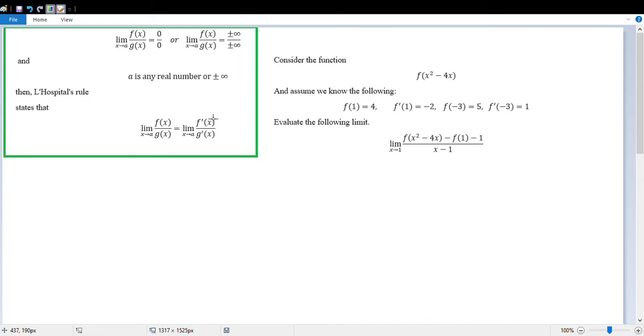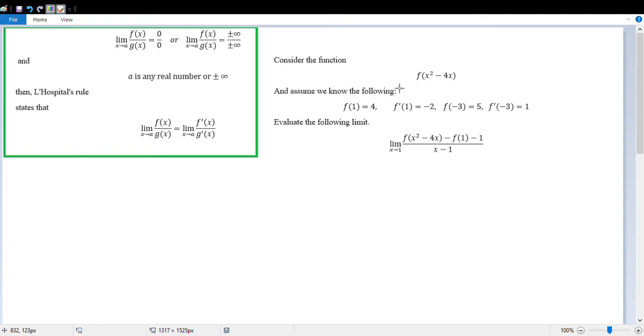So let's take a look at this one. Consider we've got a function f of x squared minus 4x to think about this time. And let's assume we know these following things about f. We know that f of 1 is equal to 4. We know that the derivative of f at 1, f prime of 1, is negative 2. f of negative 3 is 5. And f prime of negative 3 is 1. And we're given this limit.